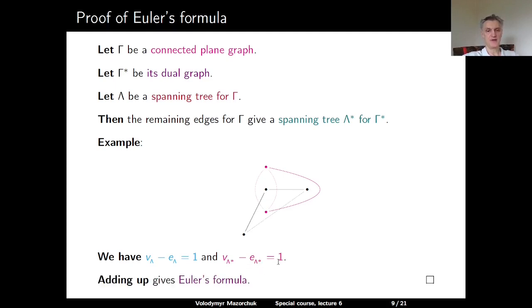to 1. If we add these 2 formulas up, we will have that the total number of vertices in gamma, this is V lambda, plus the total number of faces for gamma, which is V lambda star, and minus the total number of edges in gamma, which is E lambda plus E lambda star, is equal to 2. And that's exactly Euler's formula.